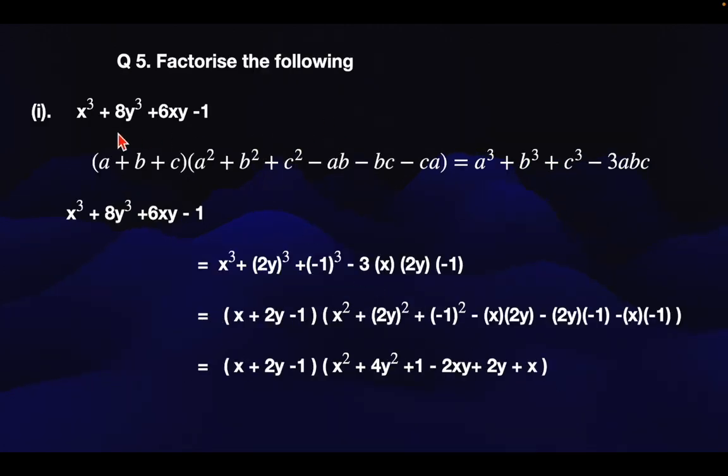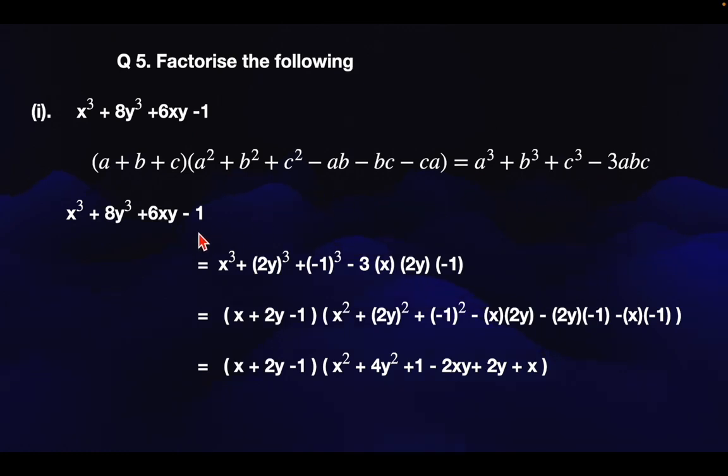Factorize the following: x cube plus 8y cube plus 6xy minus 1. So write down the identity: a plus b plus c into a square plus b square plus c square minus ab minus bc minus ca is equal to a cube plus b cube plus c cube minus 3abc. So you can see here this expression has got 3 cubes in it: x cube, 8y cube, and even minus 1 is a cube, minus 1 the whole cube. So this expression looks like this. So we're going to use this identity.